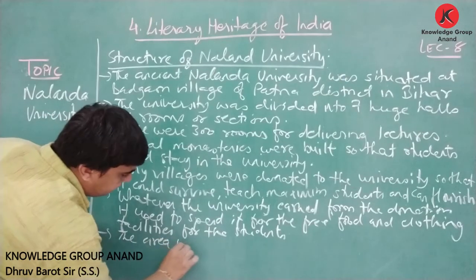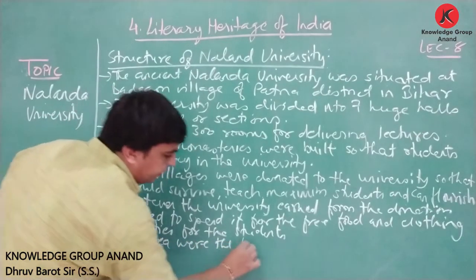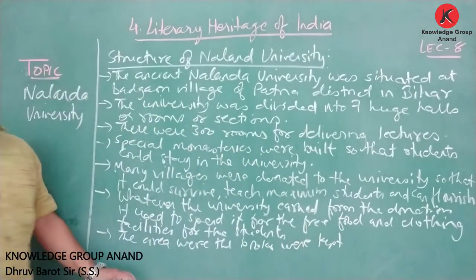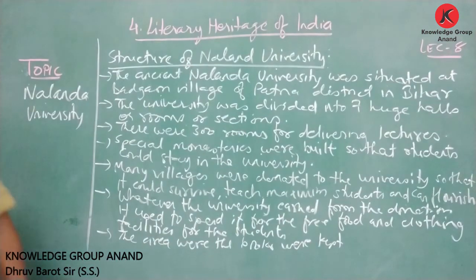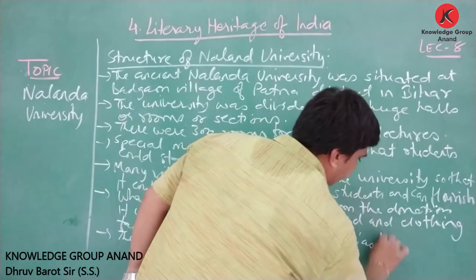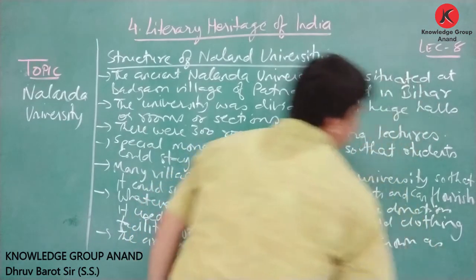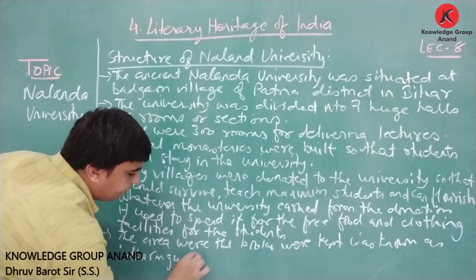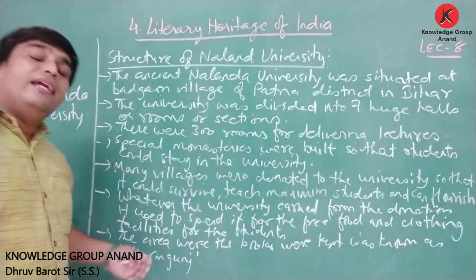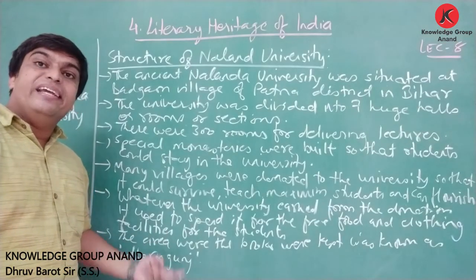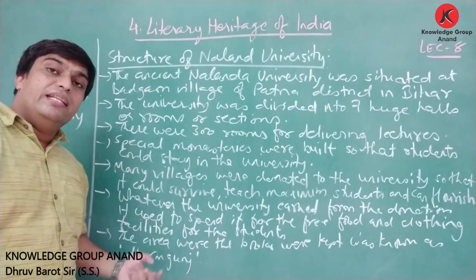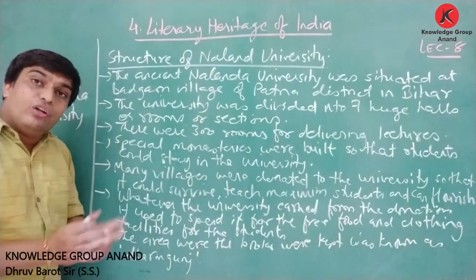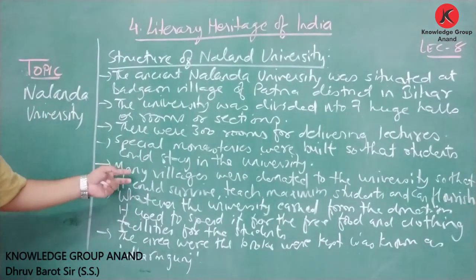The area where the books were kept was known as Dharamganj. Like at the present time we have libraries where the books are kept, in the same way, at that time in Nalanda University the place where the books were kept was known as Dharamganj. This was the structure of the university.